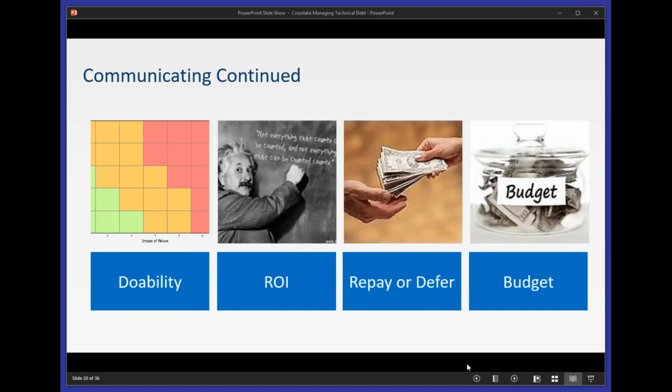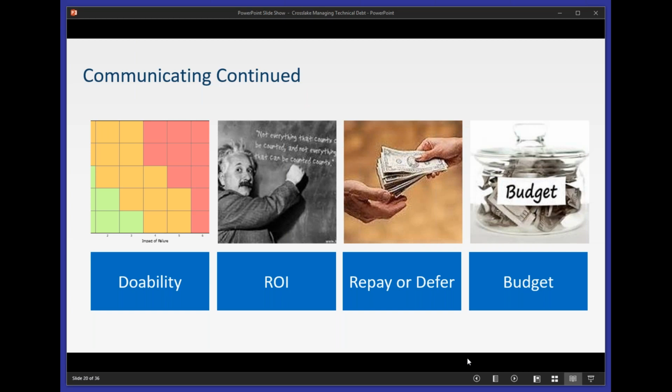Again, doability is important, and so is return on investment. Are we going to get a return on investment by repaying the technical debt, or do we just retire the architecture and go through a new architectural life cycle as we go through each iteration? We have to make decisions: do we repay or defer? But understanding the risk and impact of repaying or deferring, that's really clear.